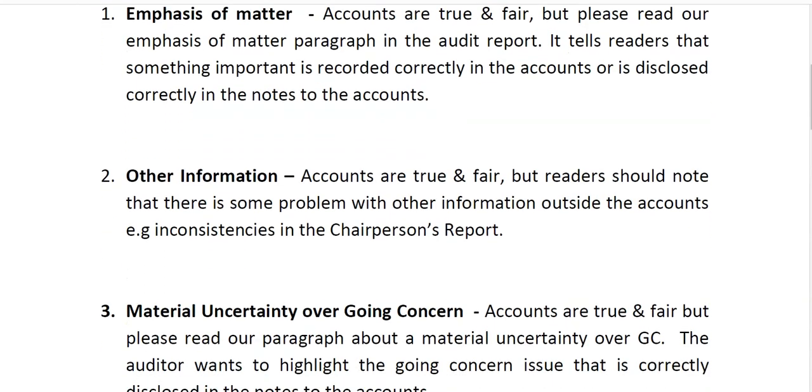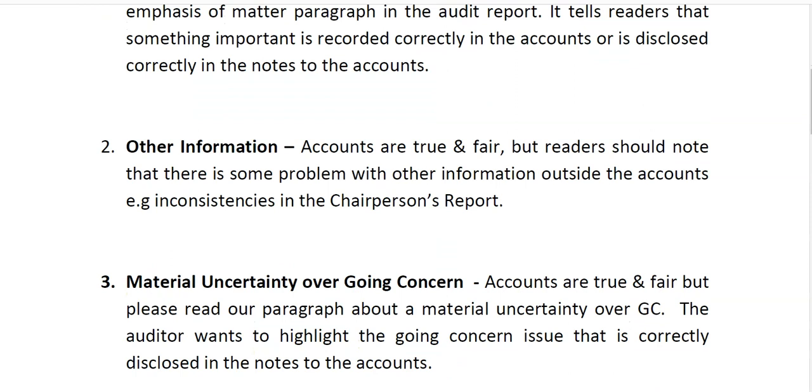So the next type of important addition to a non-modified audit report is where there is a material uncertainty, some doubt over the going concern basis. So the accounts are being prepared on a going concern basis, which means the directors believe that the company will continue in existence for the next 12 months. But there is some issue in relation to that which needs to be managed. And if that's the case, the directors have to disclose, in the notes to the accounts, mention this issue.